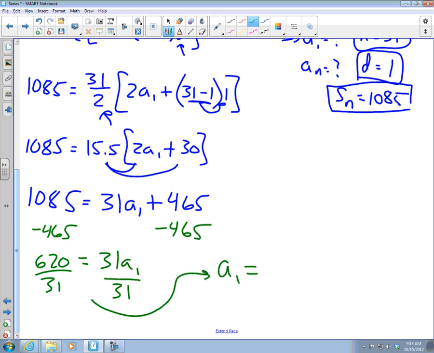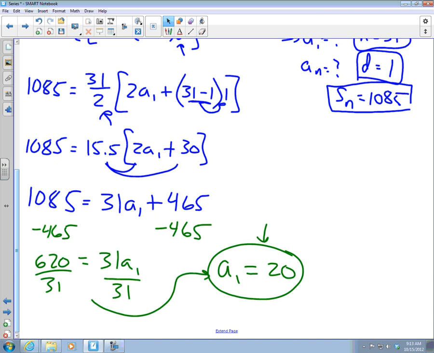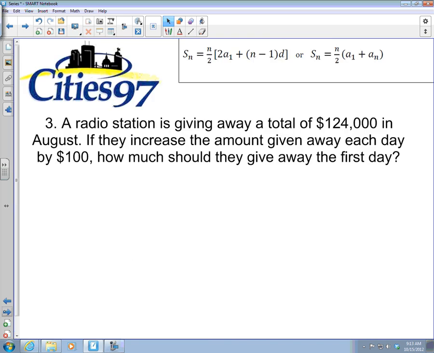How many push-ups did he do on the first day? A sub 1 is equal to 20. Second day he did 21, third day he did 22, so on and so forth, all the way up to March 31st. So there we go. First time we use this formula.